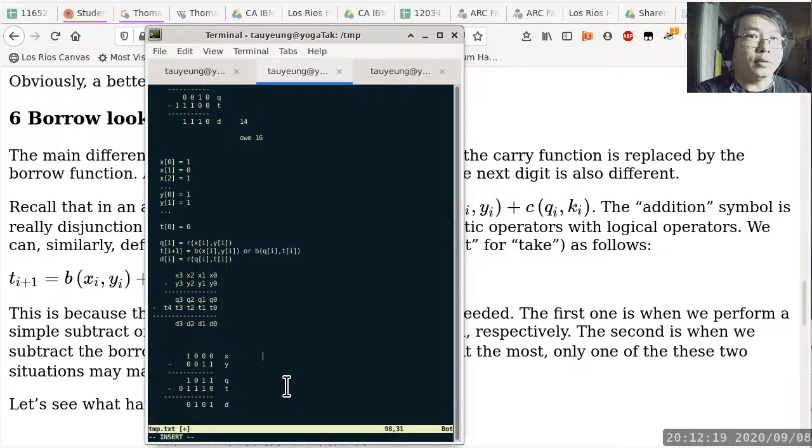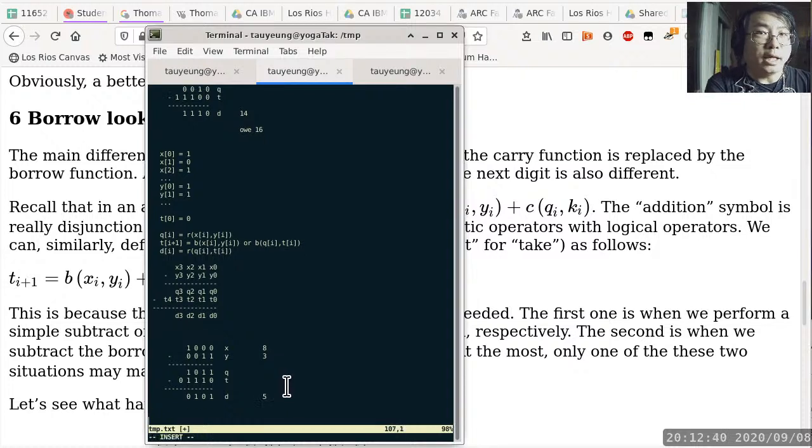So now we want to look at what value each row is representing between x, y, and d. So x in this case is representing the value of 8. Y is representing the value of 3. And d down here is representing the value of 5. All right, well, it seems to make sense. Seems to be okay. So are we okay with this? Are there any questions about the mechanism of binary subtraction? All right, so that's good.